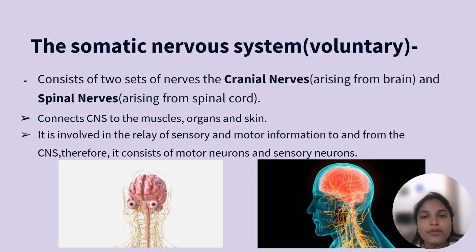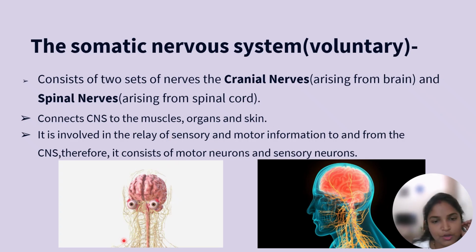Now we come to the somatic nervous system. The somatic nervous system comes under the peripheral nervous system. The peripheral nervous system is divided into two main parts, the somatic nervous system and the autonomic nervous system. The somatic nervous system is also involved in voluntary actions. It consists of the nerves that arise from the cranial and the spinal cord. It connects the CNS to the muscles, organs, and the skin.